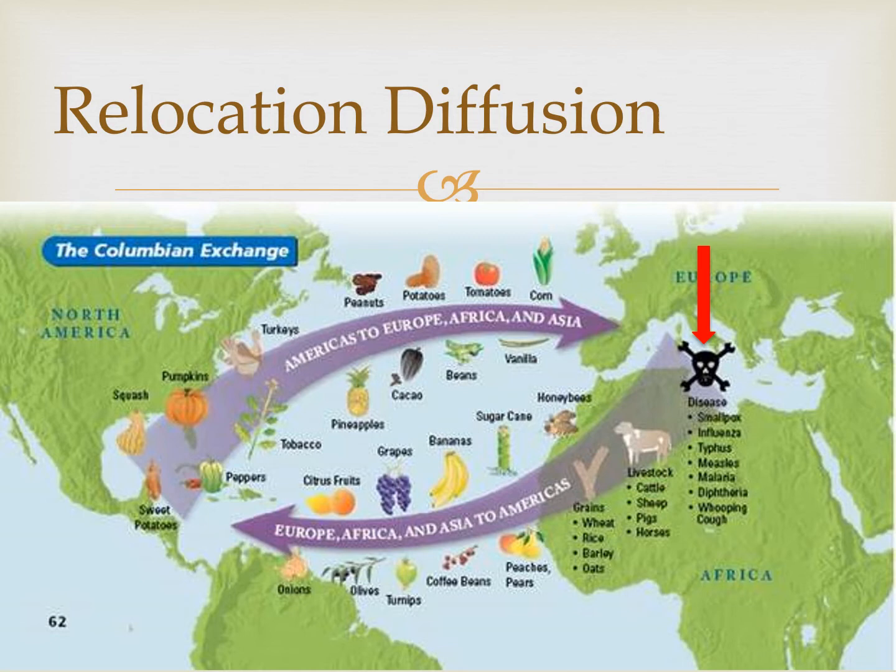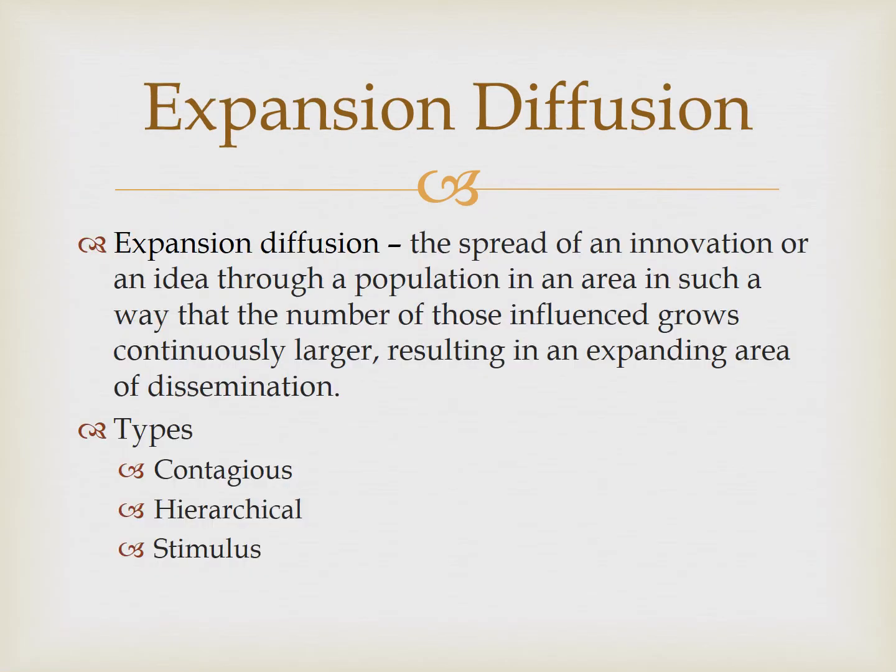But as soon as they begin infecting more people, we also have to talk about expansion diffusion, which is the spread of an innovation or idea through a population in an area in such a way that the number of those influenced grows continuously larger, resulting in an expanding area of dissemination. And while it's important to introduce the concept of expansion diffusion, this is one of the last times we're likely to use the term. The reason is that expansion diffusion is unlikely to be the best answer any time we're talking about diffusion.